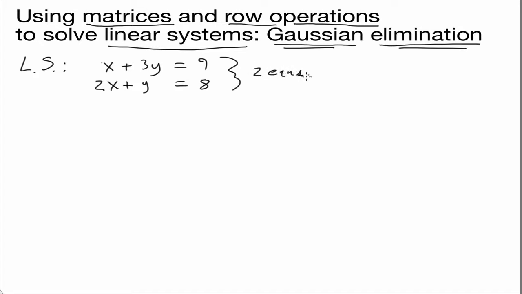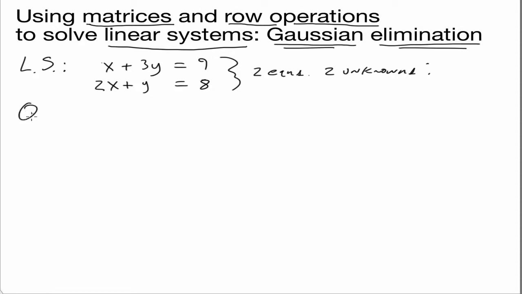So let's talk about linear systems. So LS, that's going to be my linear system. And I'm going to write down a specific example here. We're going to talk about x plus 3y is equal to 9. And then we have another line here, another linear equation in our linear system. It's going to be 2x plus y is equal to 8. All right, so this is a system. There'll be two equations and then two unknowns.